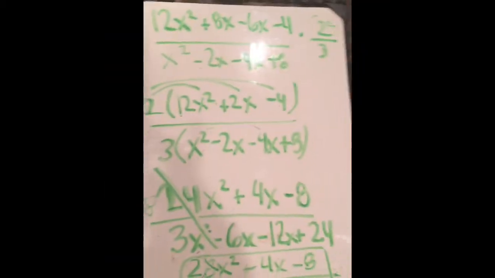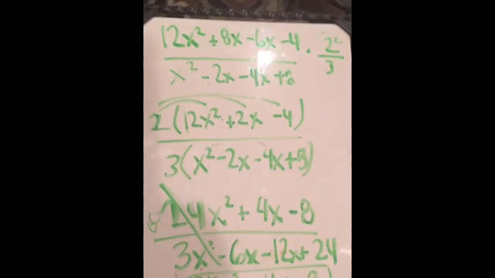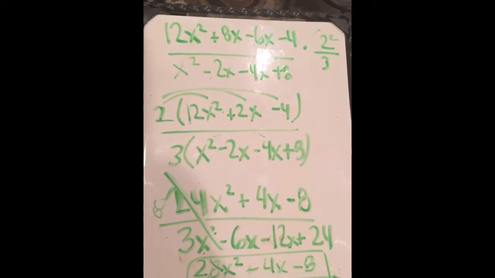Now what you're going to do is multiply the whole equation by 2, and then do the same to the bottom, multiply the whole thing by 3. Once you simplify, then you get your answer.